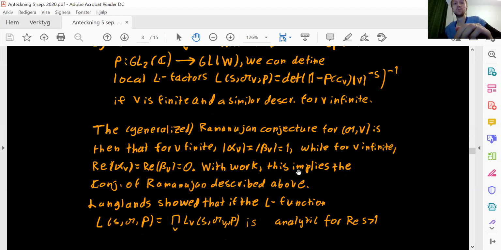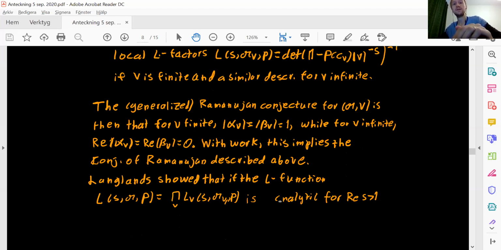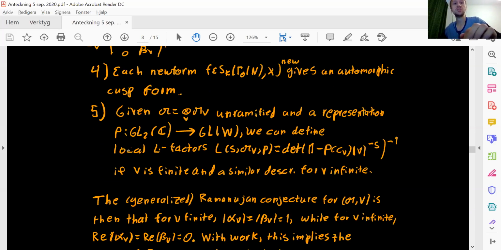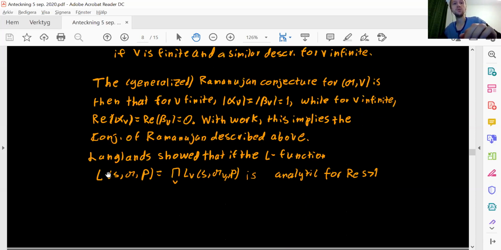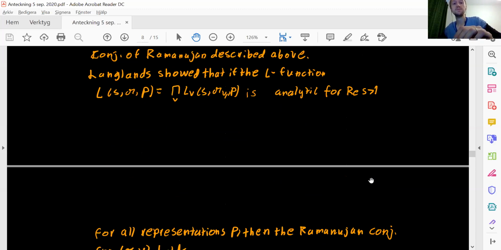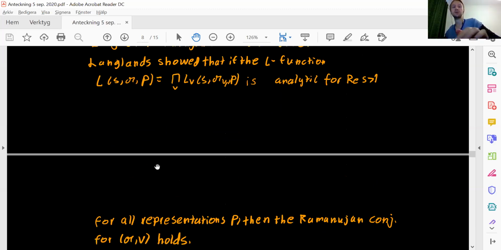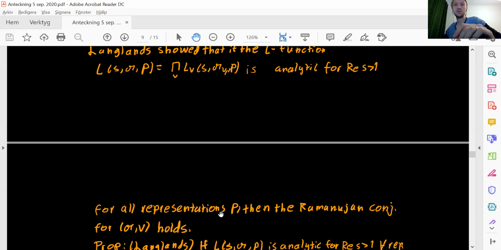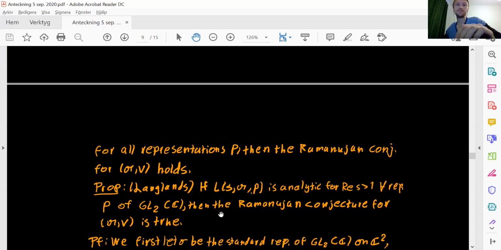And now what Langlands did was show that if you had very good control of this L function here, which I will define, L S pi P, where P is some representation of GL2C into some vector space GLW. If you knew that this L function was analytic for real part greater than 1, for all representations P, then the Ramanujan conjecture for the automorphic cuspidal representation holds. So he deduced this as follows.